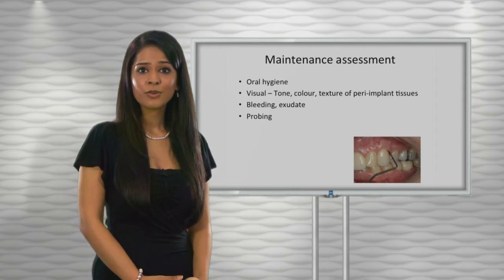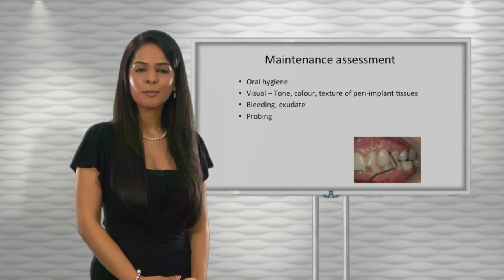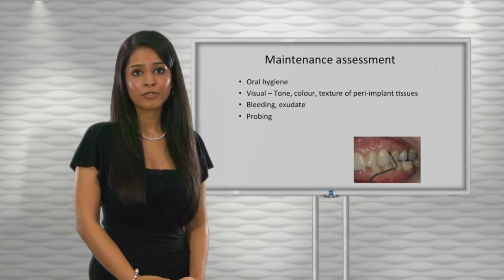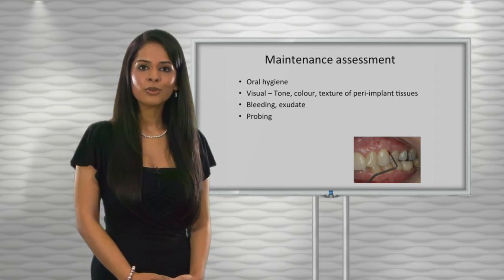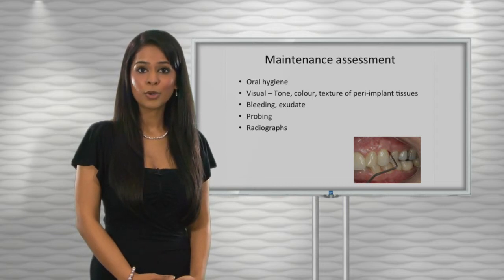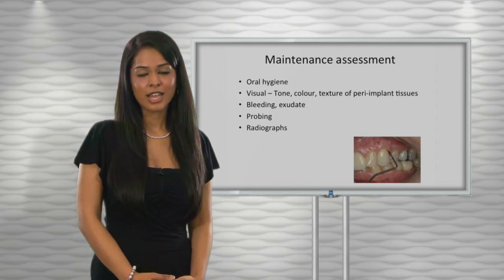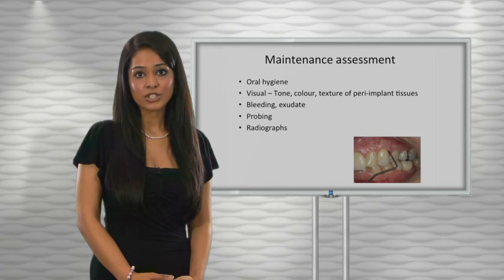Probing depths may differ around implants due to the depth that the implant has been placed. Probing must be recorded at every recall interval from a reproducible reference point. If any inflammation is present, a radiograph is recommended to evaluate any bone loss. 2 mm of bone loss is acceptable in the first year, and 0.2 mm each year after.